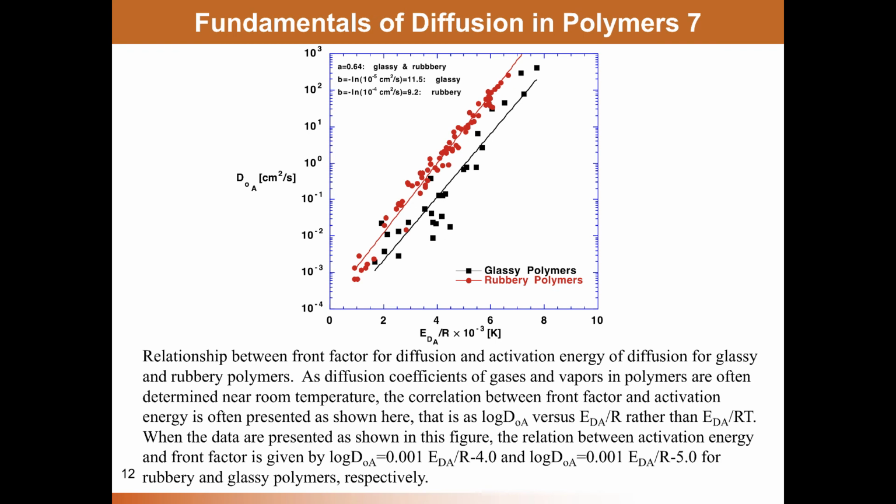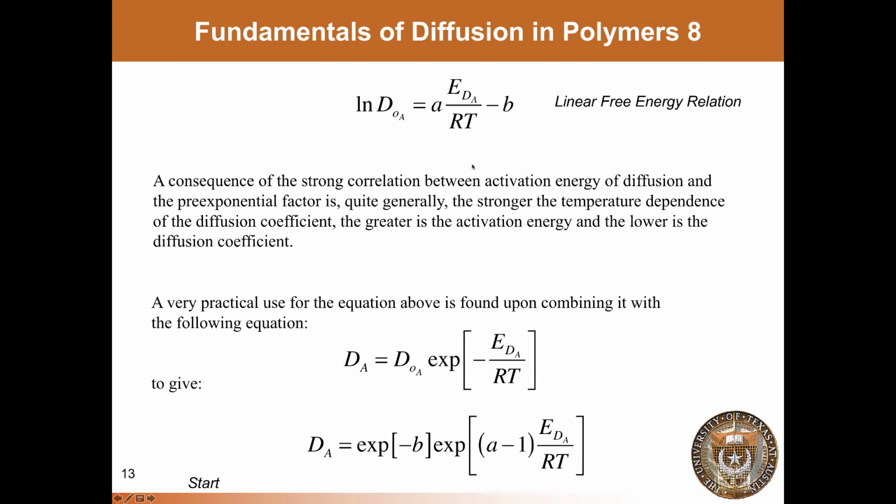So these thermodynamic parameters, that is the delta H and delta S associated with reaching the activated state, are highly correlated. That's what this result indicates. Essentially, what it means is that the stronger the temperature dependence is of the diffusion coefficient, that is, the greater ED is, the greater is the activation energy, and the lower is the diffusion coefficient.